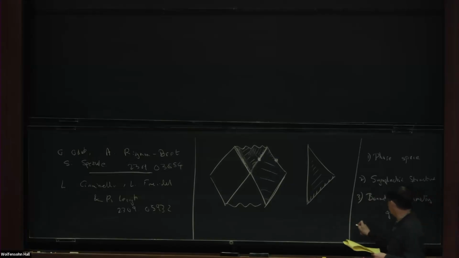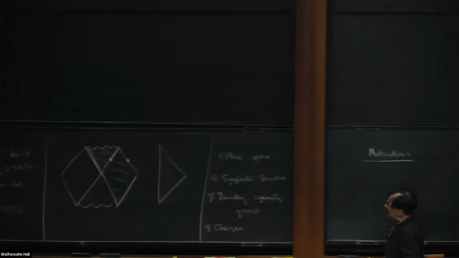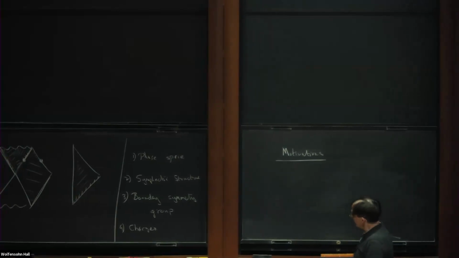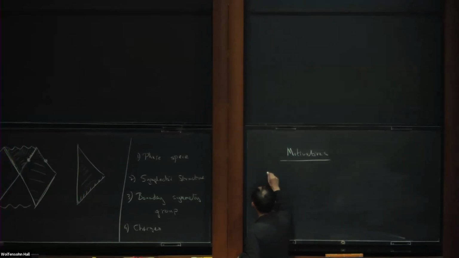And then what are the associated generators? Things like the Bondi mass. Okay, so that's basically where I'm going. What are the motivations for studying these questions and for these specific spaces? There's some connection, of course, to observations.